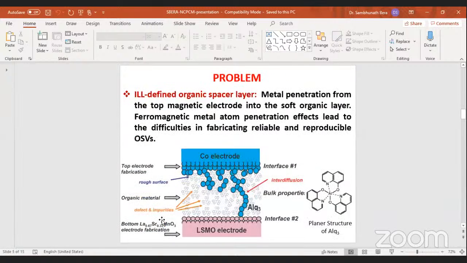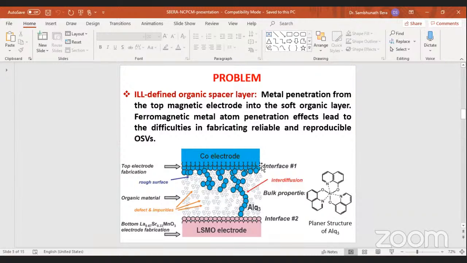But when one tries to deposit the vertical organic spin valve structure, like shown here, with the bottom ferromagnetic layer, then the organic layer, and then the top ferromagnetic layer, when people deposit this top ferromagnetic layer, the ferromagnetic atoms penetrate into the soft organic semiconductor layer. This is called an ill-defined organic spacer layer. Sometimes the device also short-circuits due to this penetration.